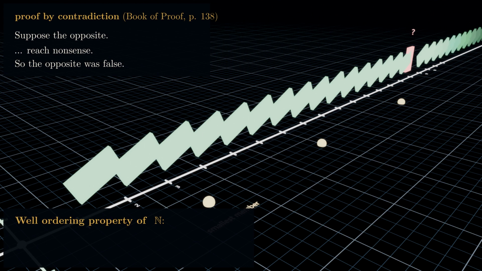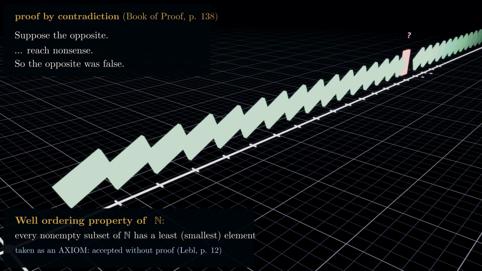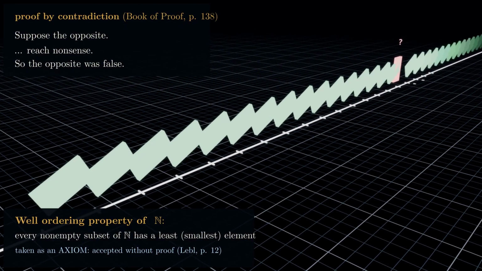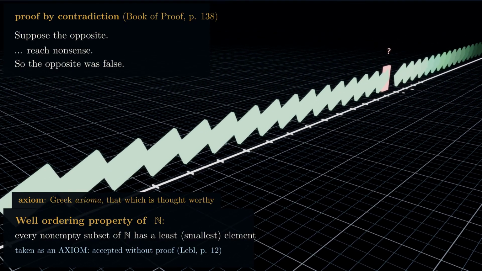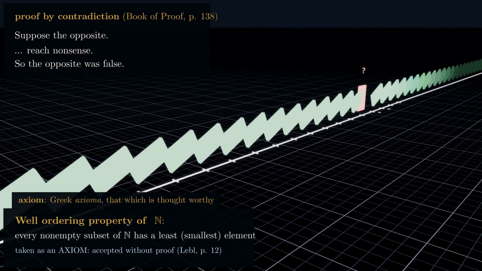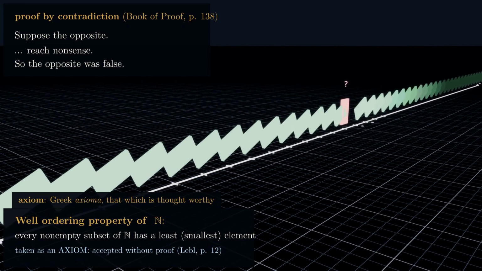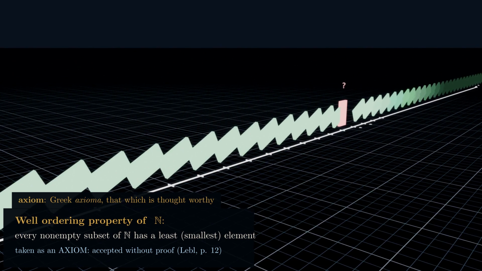Lebl, your real analysis book, calls this the well-ordering property of the natural numbers. Every non-empty set of natural numbers has a least element. And he is honest about its status. He takes it as an axiom, a starting truth, accepted without proof. Axiom, from the Greek axioma, that which is thought worthy. It is one of the ground rules of counting, and in your analysis book, every proof by induction rests on it.